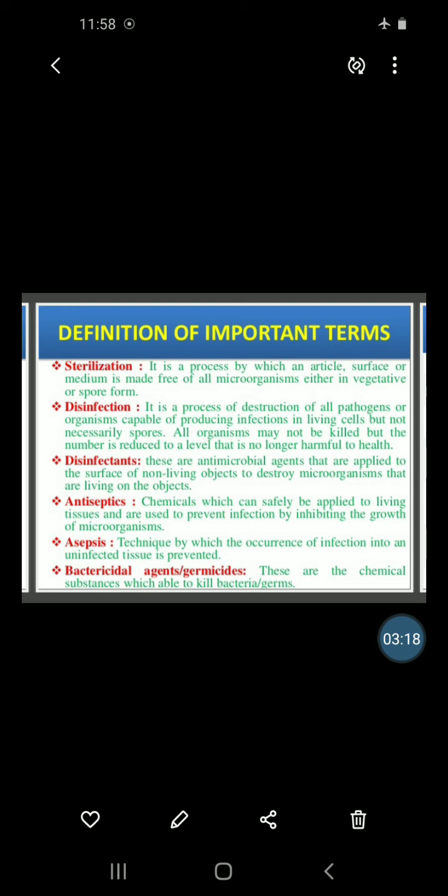Cidal means they kill, and static means prevent the growth. Keep in mind the difference. So what is bactericidal? It means they kill the bacteria. And what is bacteriostatic? It only prevents the growth of bacteria. Same here, what is germicidal? It kills the germs. And what is germistatic? It prevents the growth of germs.